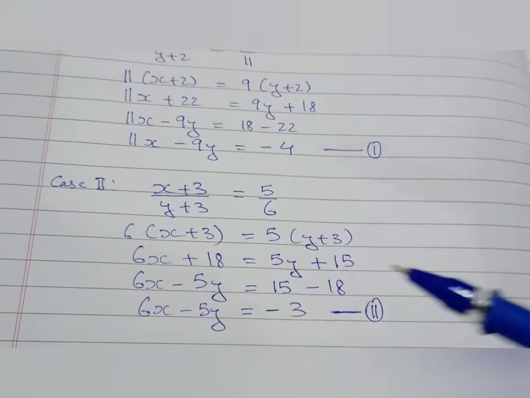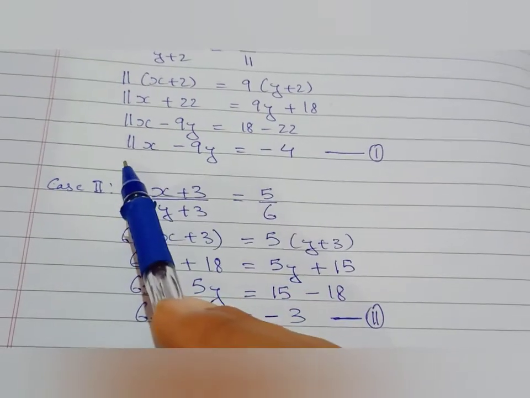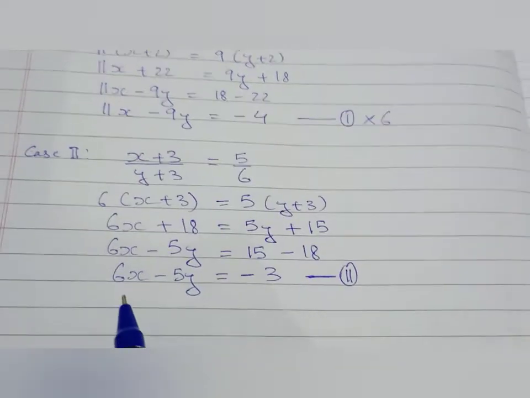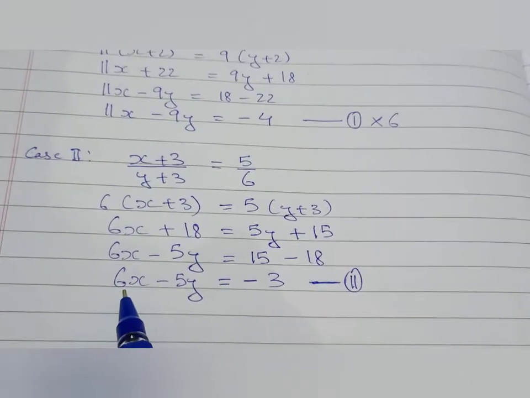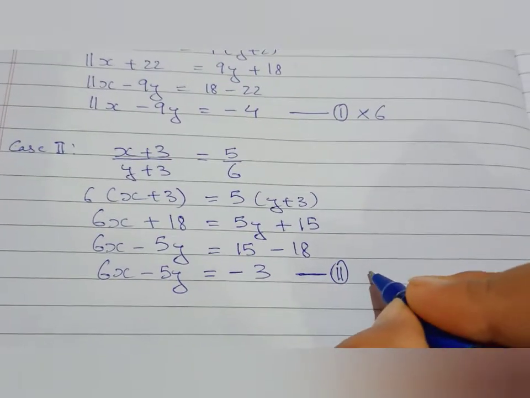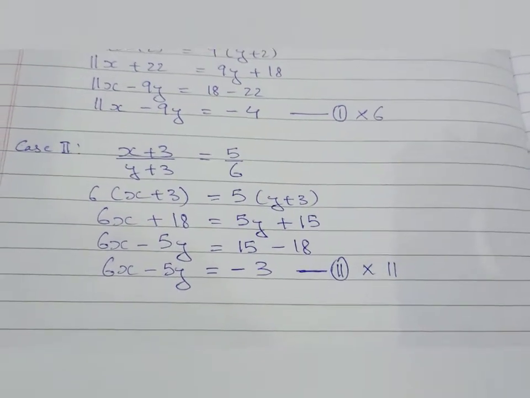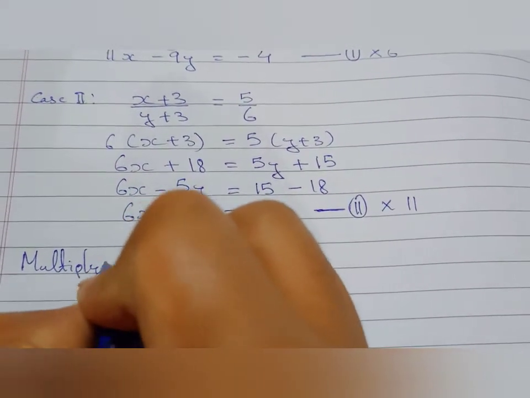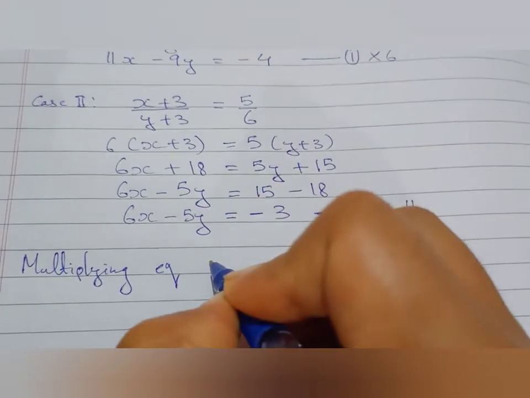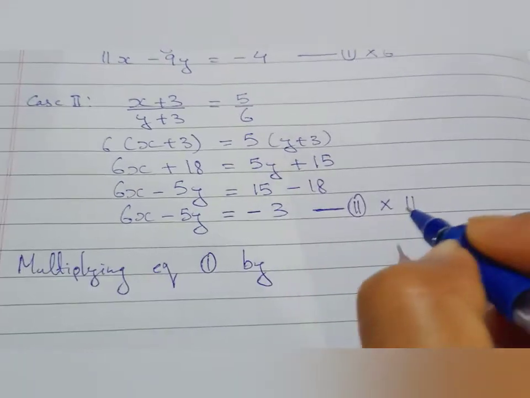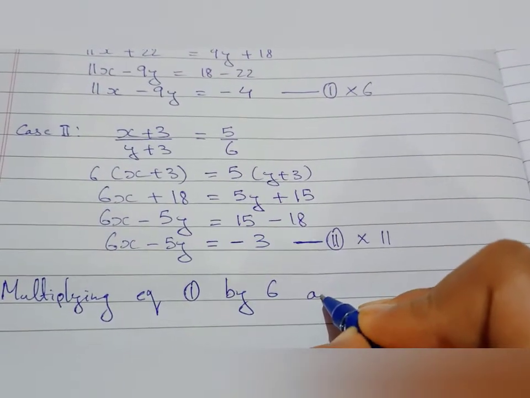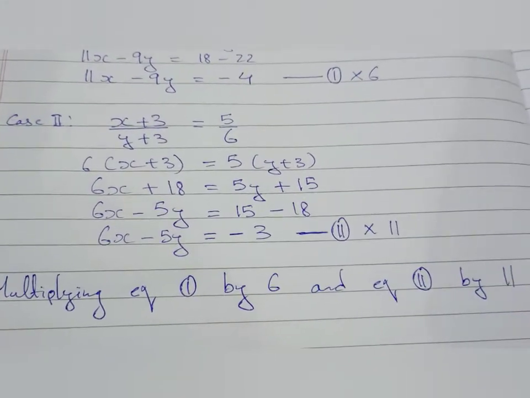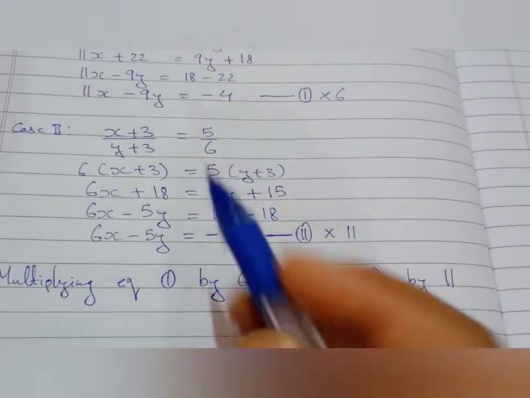Let's cancel x. So for that, 11 times 6 will give us 66, so we'll multiply equation 1 with 6. And in equation 2, the coefficient of x is 6, 6 times 11 will be 66. So equation 2 will be multiplied with 11. So let's just write it in words. Multiplying equation 1 by 6 and equation 2 by 11.